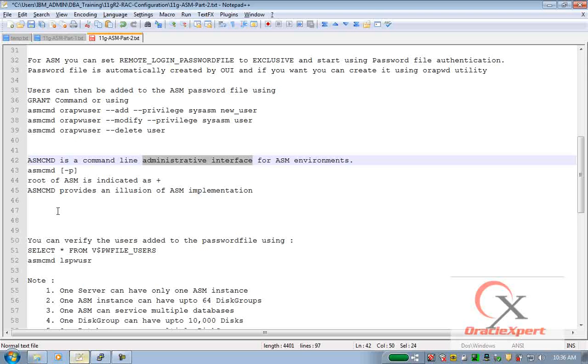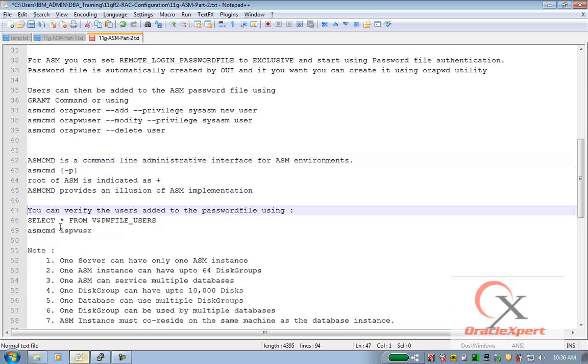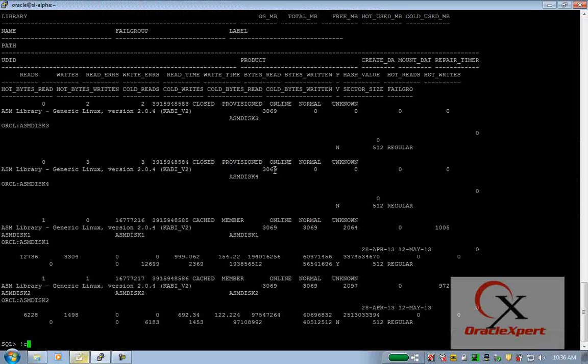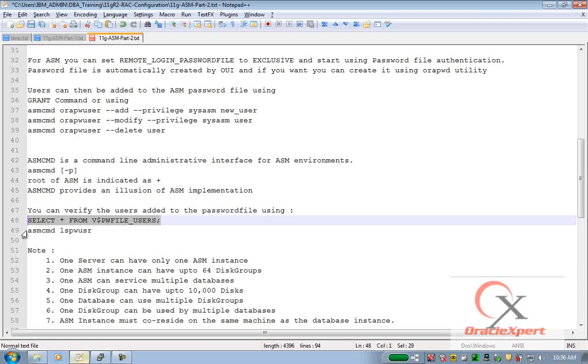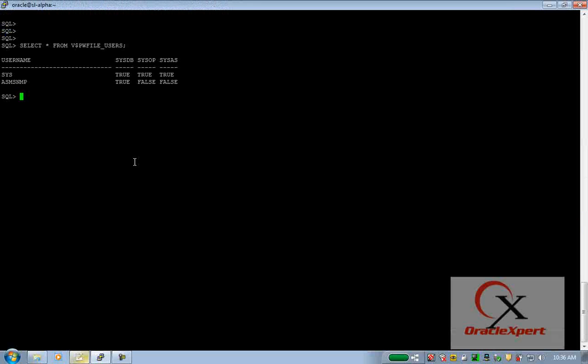Now coming back to our password file discussion, you can use the regular query to find out which users are added to the password file. As I said earlier, OUI would add these 2 users for you by default. SYS would be added as SYSDBA, who is automatically SYSOPER and SYSASM also. ASMSNMP is by default used for monitoring, who is granted the privilege SYSDBA only. You can also use the ASMCMD way of looking at it.